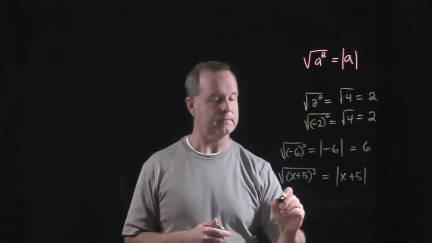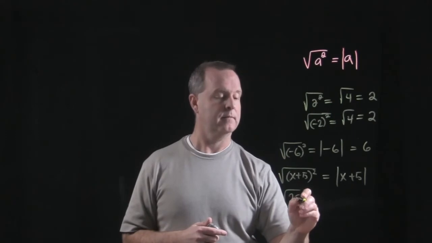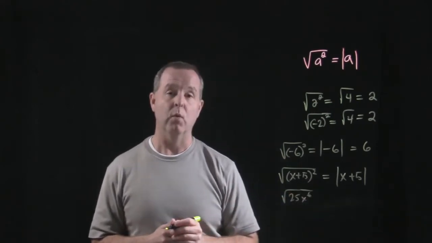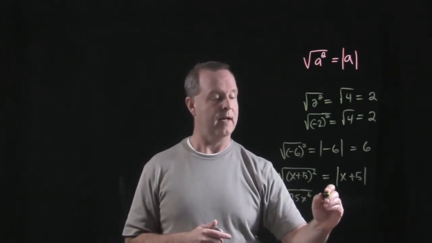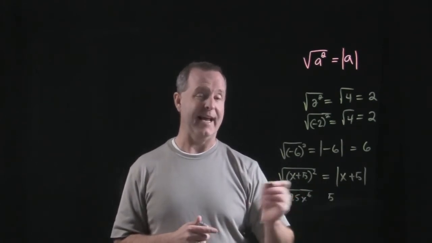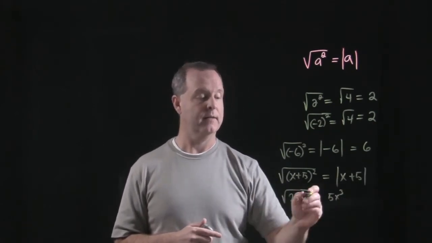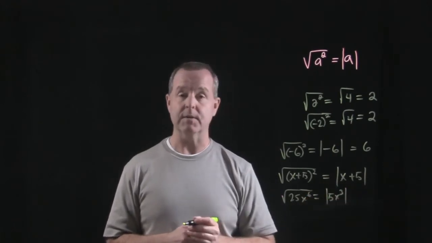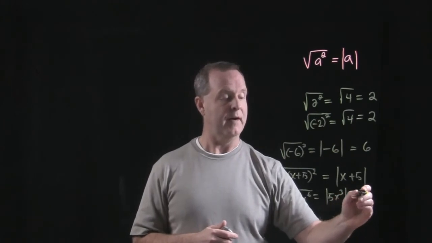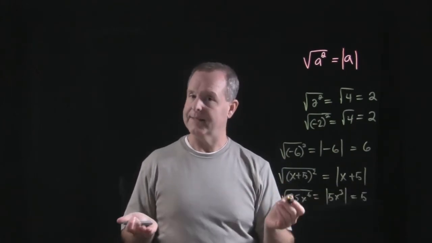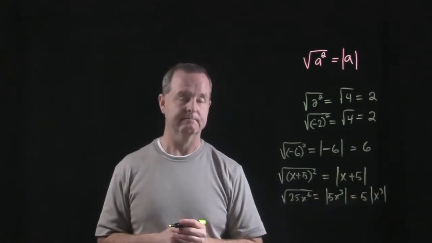Another example, the square root of 25x to the 6th. What might that be? What times itself produces 25? That'd be 5. What times itself makes x to the 6th? We'll learn again and practice more. That's x to the 3rd. It's the absolute values of those. The absolute value of 5 is 5. The absolute value of x cubed, we don't know, it depends on x. So we'll leave that within the absolute value expression.